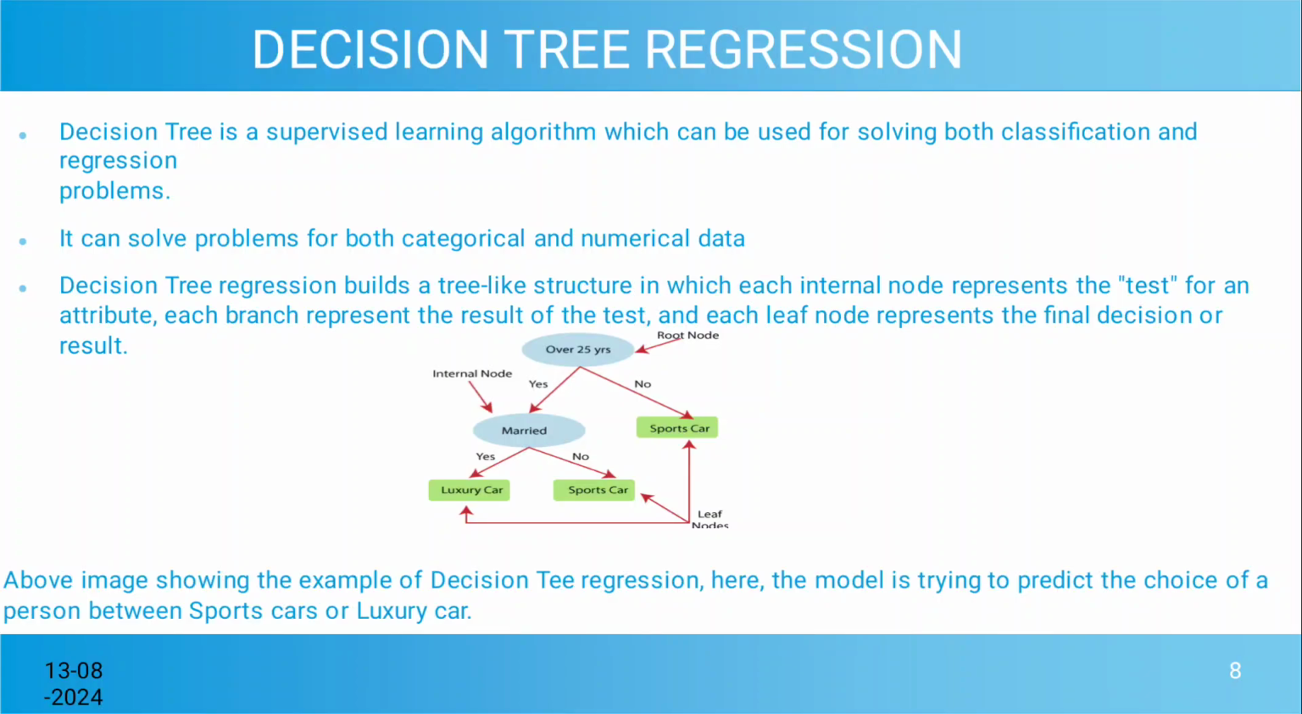Decision tree regression. Decision tree is a supervised learning algorithm which can be used for solving both classification and regression problems. It can solve problems for both categorical and numerical data. Decision tree regression builds a tree-like structure in which each internal node represents a test for an attribute. Each branch represents the result of the test, and each leaf node represents the final decision or result. We can see here the above image showing an example of decision tree regression. Here the model is trying to predict the choice of the person between a sports car and a luxury car.